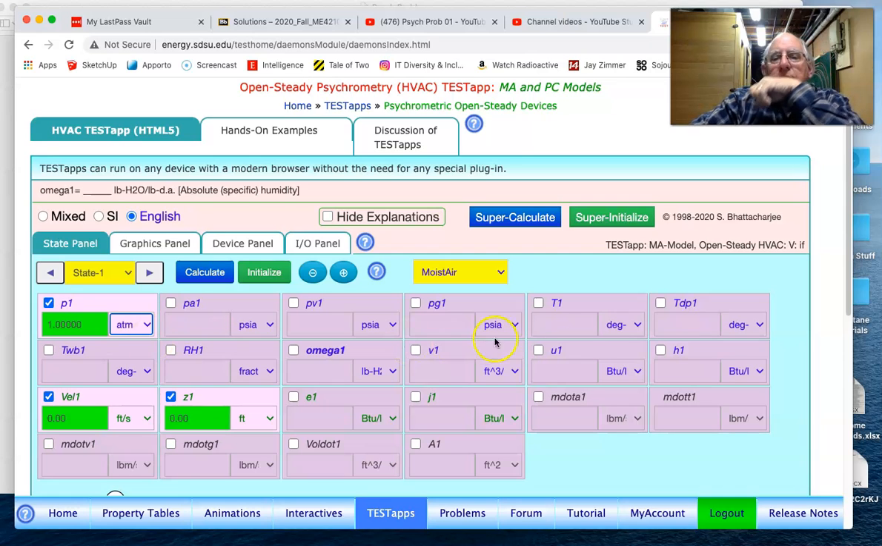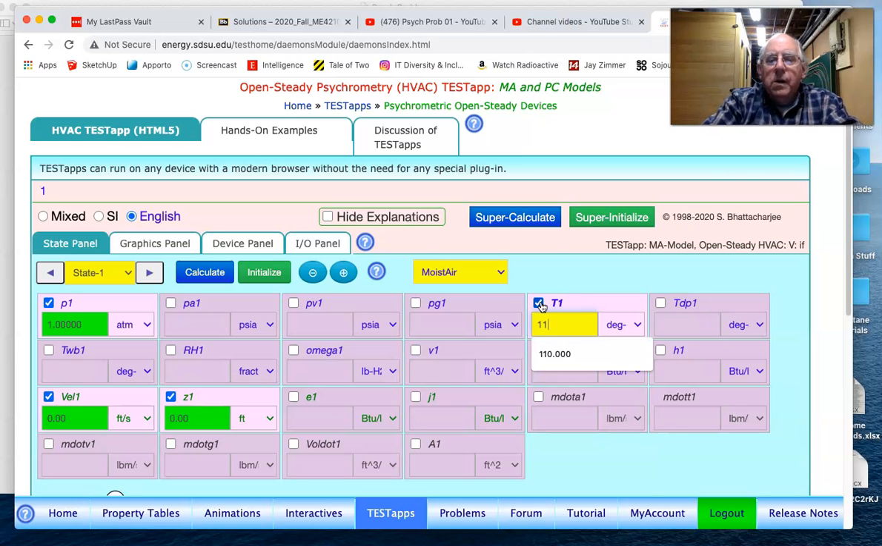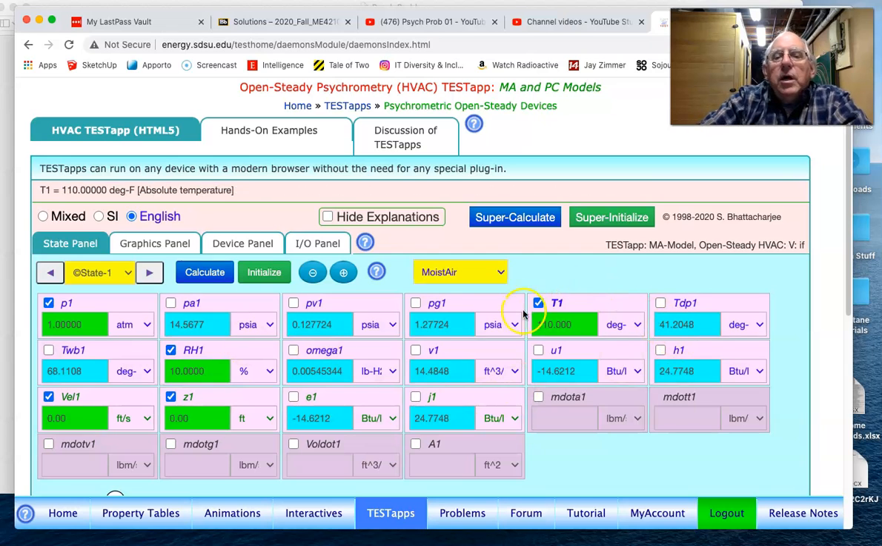What we have coming in is at a temperature of 110 degrees Fahrenheit. Along with that, we are told that it's 10% relative humidity. So if we put it into percentage, 10% relative humidity. With this temperature and this relative humidity, it calculates the value of omega, the humidity ratio, and everything else is determined for the state itself.